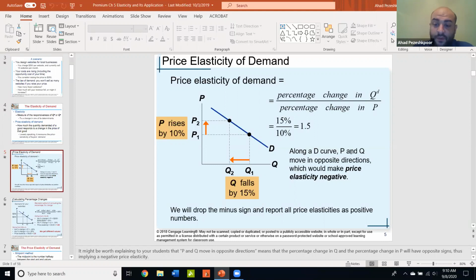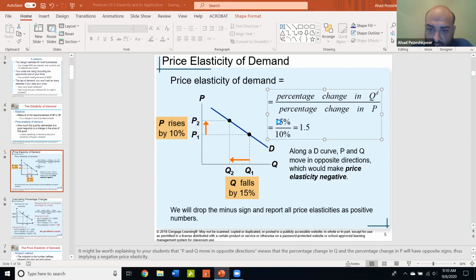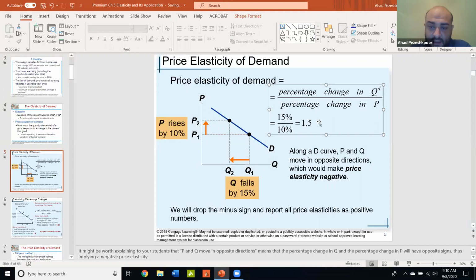Along a demand curve, price and quantity move in opposite directions, obviously, which makes price elasticity negative. As you can see, the change in quantity is a negative term. So quantity falls by 15%. That means this 15% here is a negative value. Minus 15% over 10%, the answer is negative 1.5. This is the elasticity of this market, this demand curve.